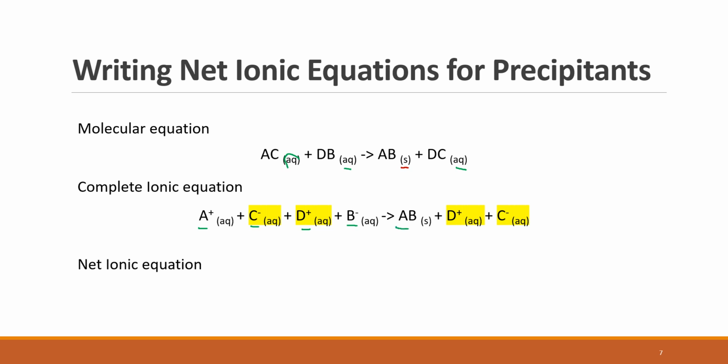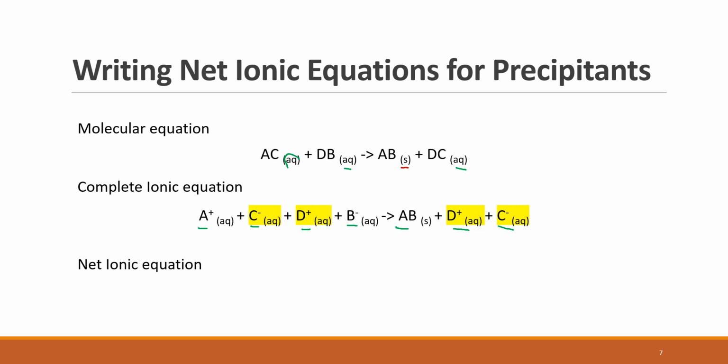So you can only separate them into their ions when they're aqueous. Why? Because if they're aqueous, that means they dissolved in the water that they are in, meaning that when they dissolve, they separate into their ions and you have ions floating around in solution. That is how electricity is conducted with ionic compounds, right? It's the ions, the charges floating around in solution that conducts electricity. So since DC is aqueous, we separated those into D plus and C minus.